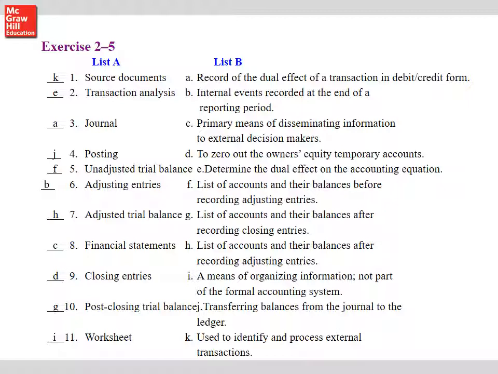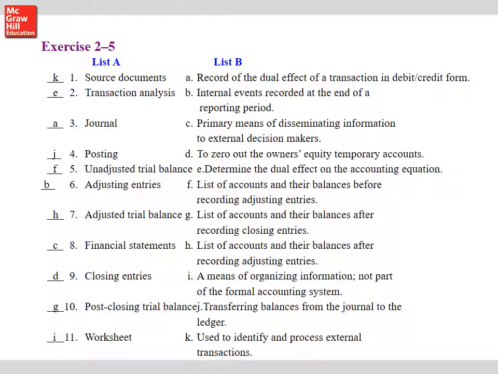Then we have our financial statements, which are the primary means of disseminating information to external decision makers, our formal reports, financial statements. Closing entries are entries that zero out the owner equity temporary accounts, revenues, and expenses. Now, if an account for dividends is being used, that is also zeroed out. And those balances are zeroed out and transferred to retained earnings. Post-closing trial balance is a list of accounts and their balances after closing entries.